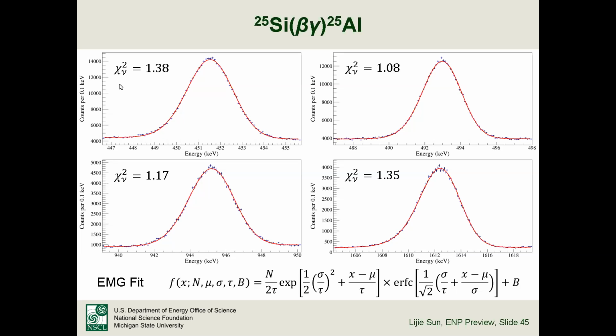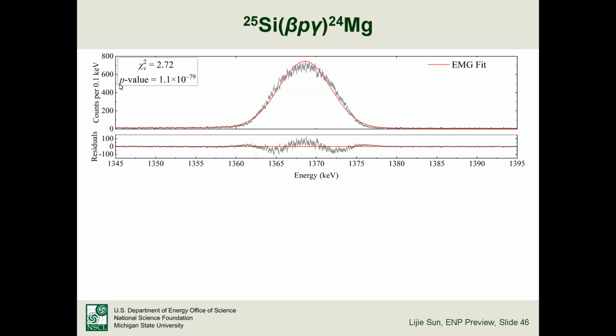Usually to extract information from the gamma-ray lines, the exponentially modified Gaussian function, or EMG function, is used to fit each peak. This EMG function works well for the gamma-ray lines originating from aluminum-25. You can see the chi-square values are reasonable, but it cannot be used on its own to fit the magnesium-24 gamma-ray lines, which are emitted after the proton emissions. Why? Because of the Doppler effect.